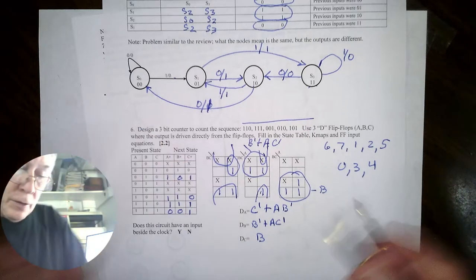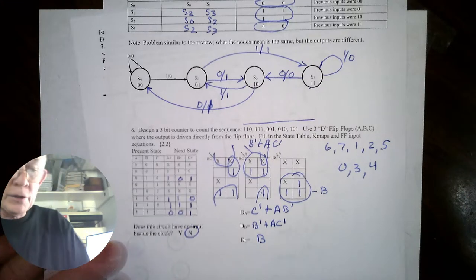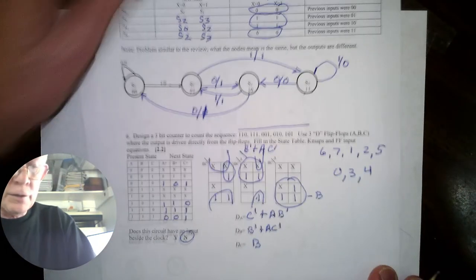Okay, so that's it. Does this circuit have an input besides the clock? No, just the clock. And it doesn't have an output either, just the current state of the flip-flops. All right, so we're going to solve this one.